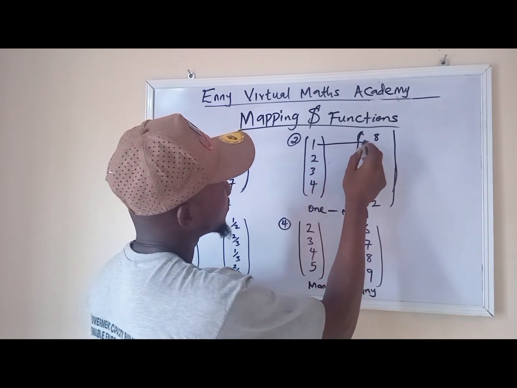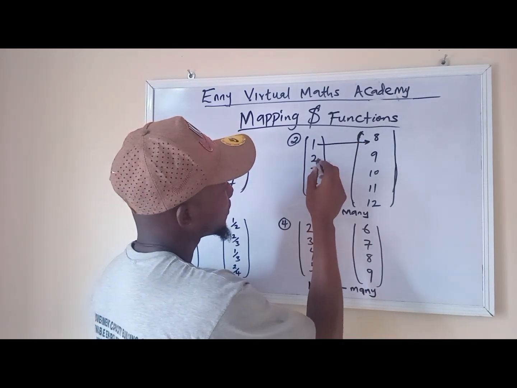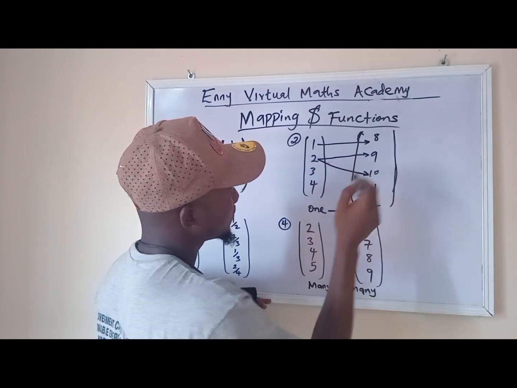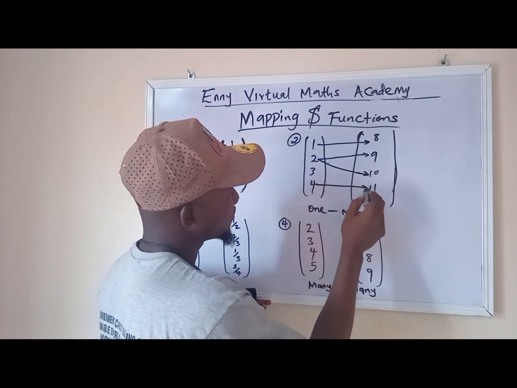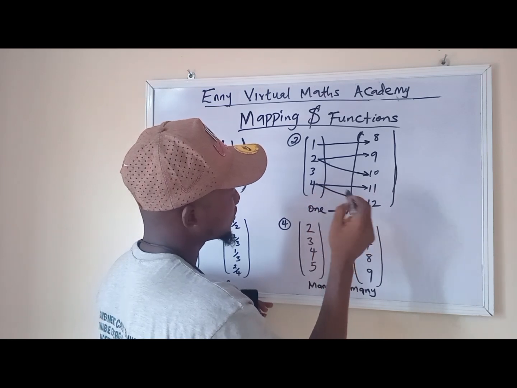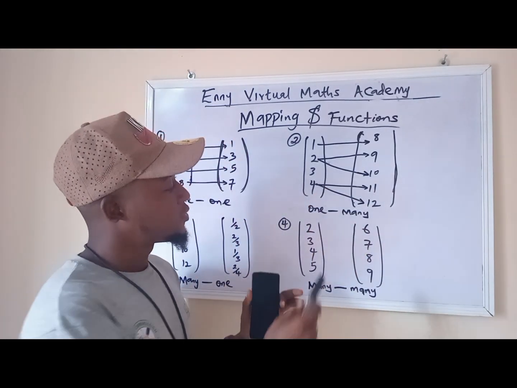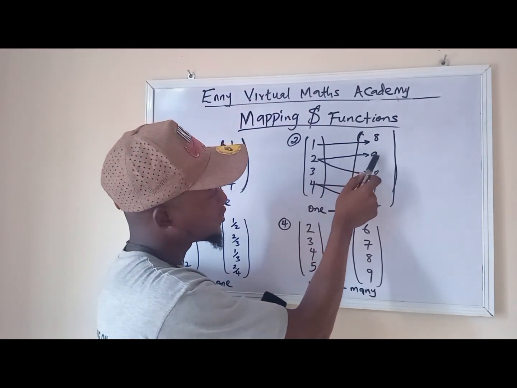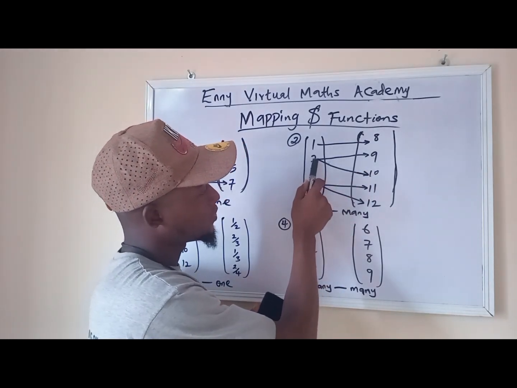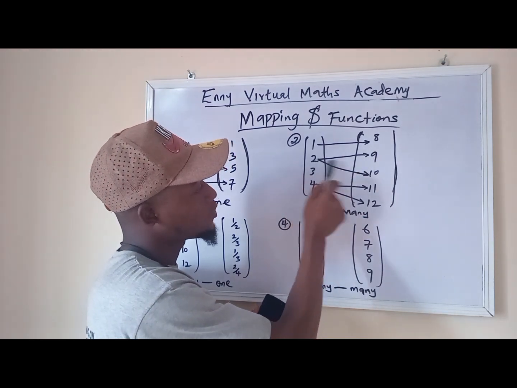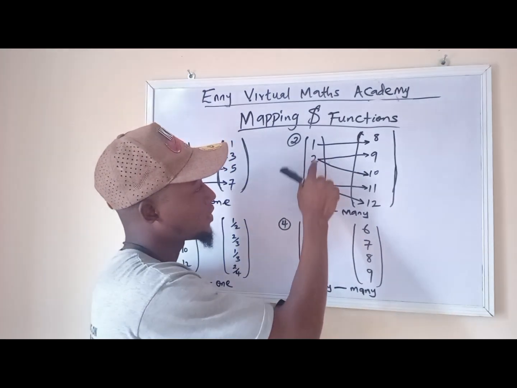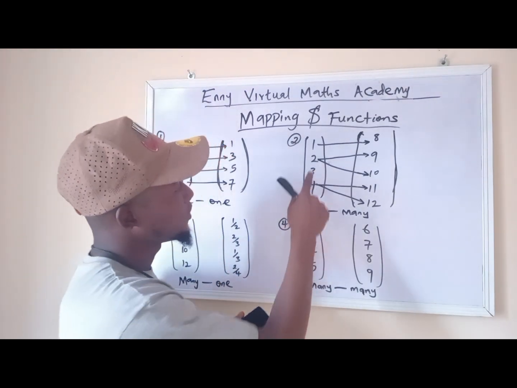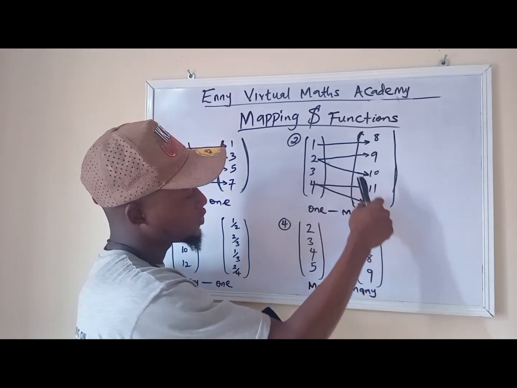We have this going to this, this going to this, the same 2 going to 10, then this going to this, and this going to this. This is what we call one-to-many mapping, right? So this is 1 here going to 9, and the same 2 going to 9, and the same 2 also going to 10. That is 1 going to more than 1. When we have more than 1, we'll call it many, right? So this 1 going to many, 1 going to many.